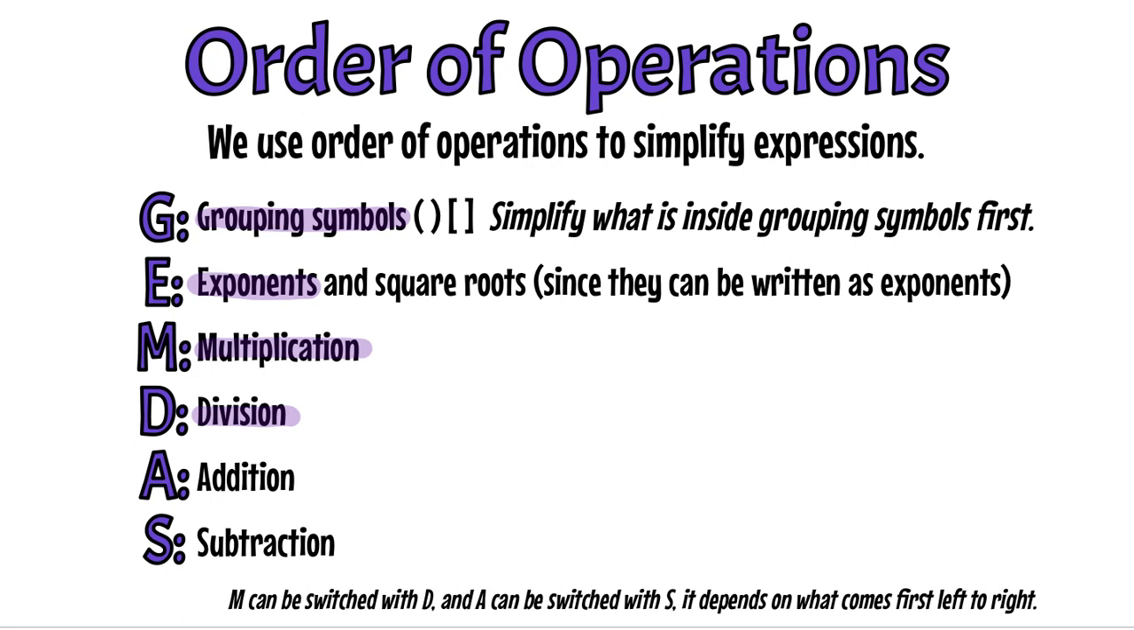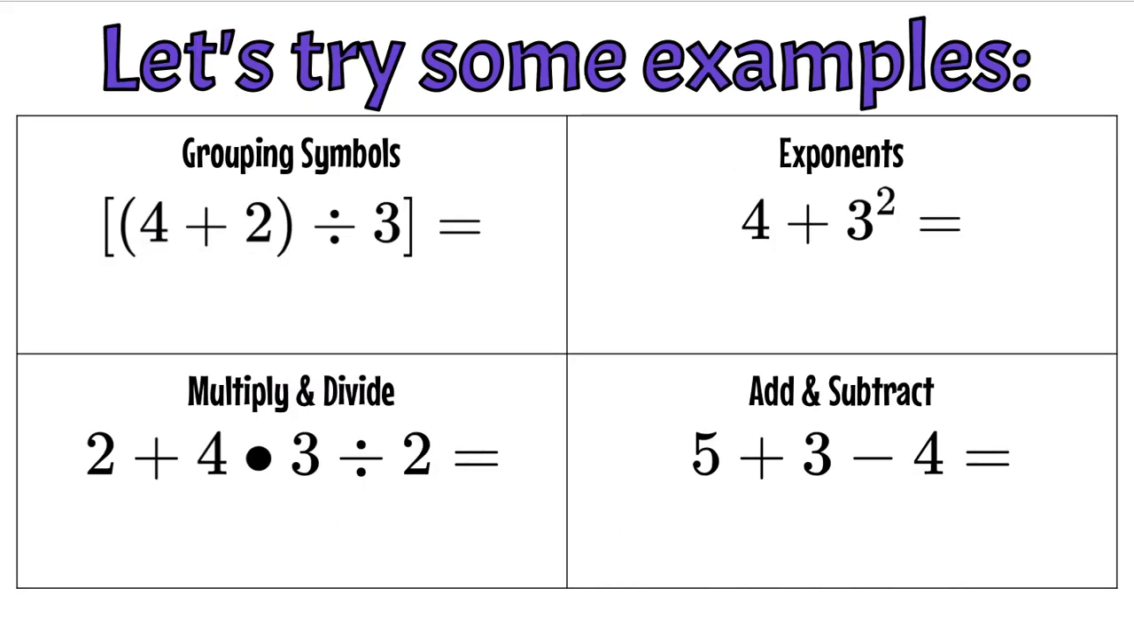And then lastly, the A stands for addition and the S for subtraction. These two also are interchangeable, so usually we move left to right in our expression whenever we have addition and subtraction together. So again, to recap, grouping symbols are first, exponents second, multiplication and or division third, and lastly, addition and subtraction. Let's look at some examples.